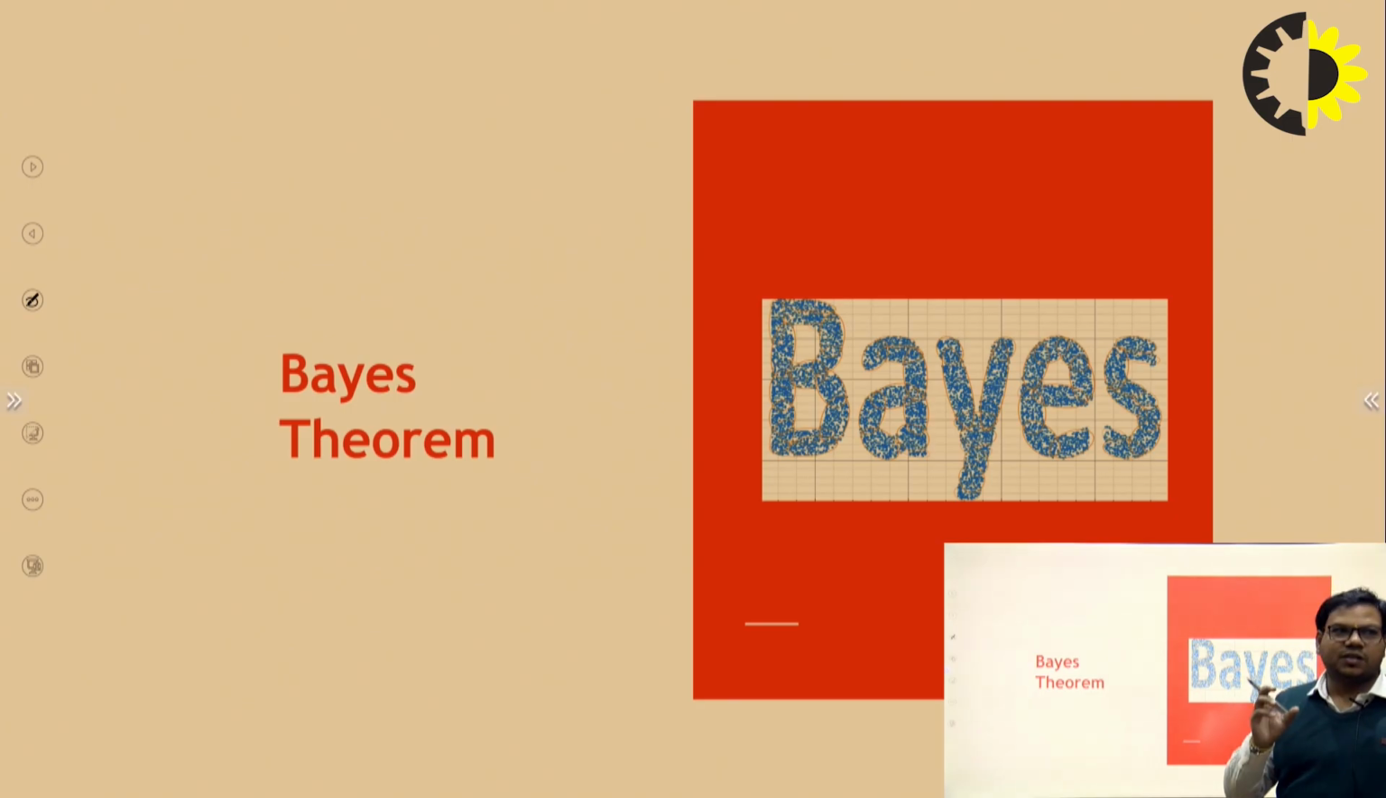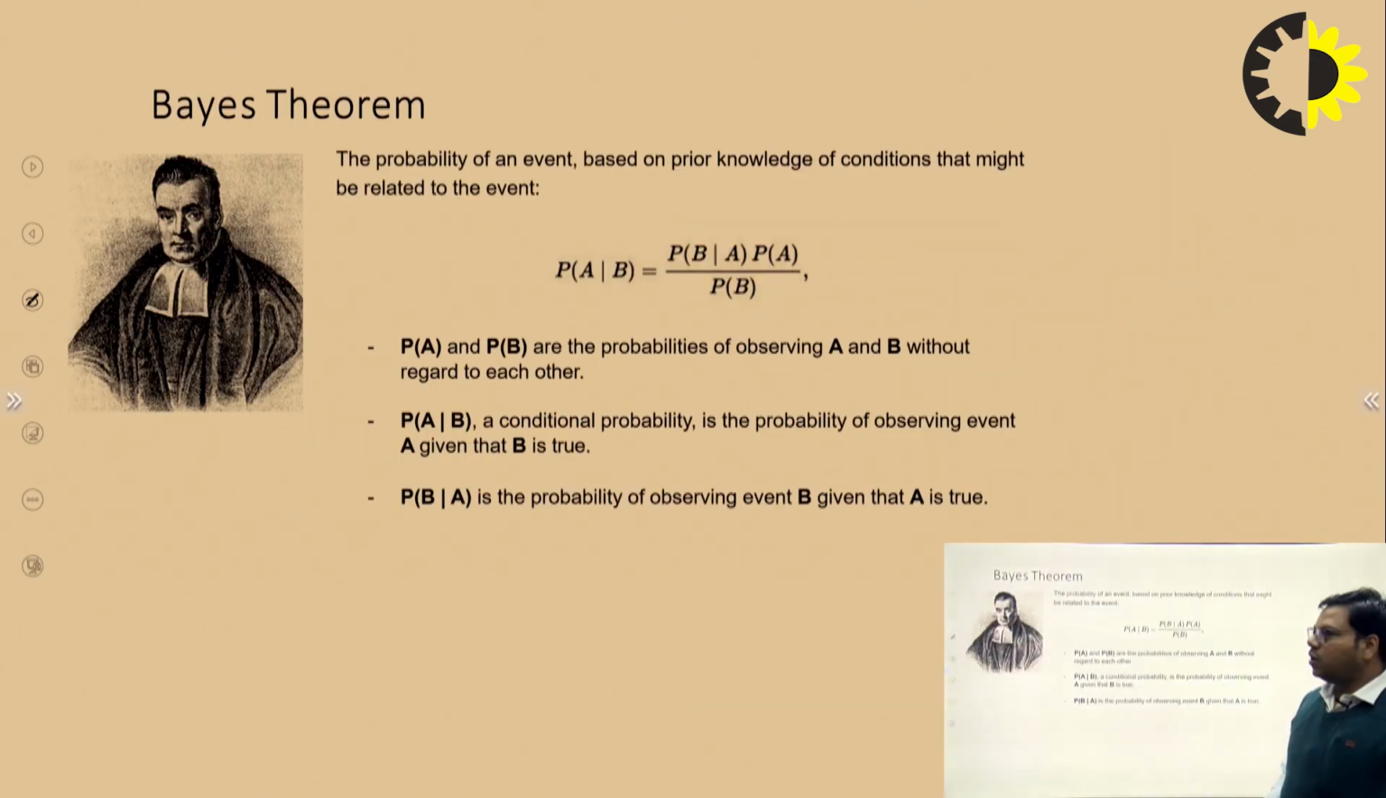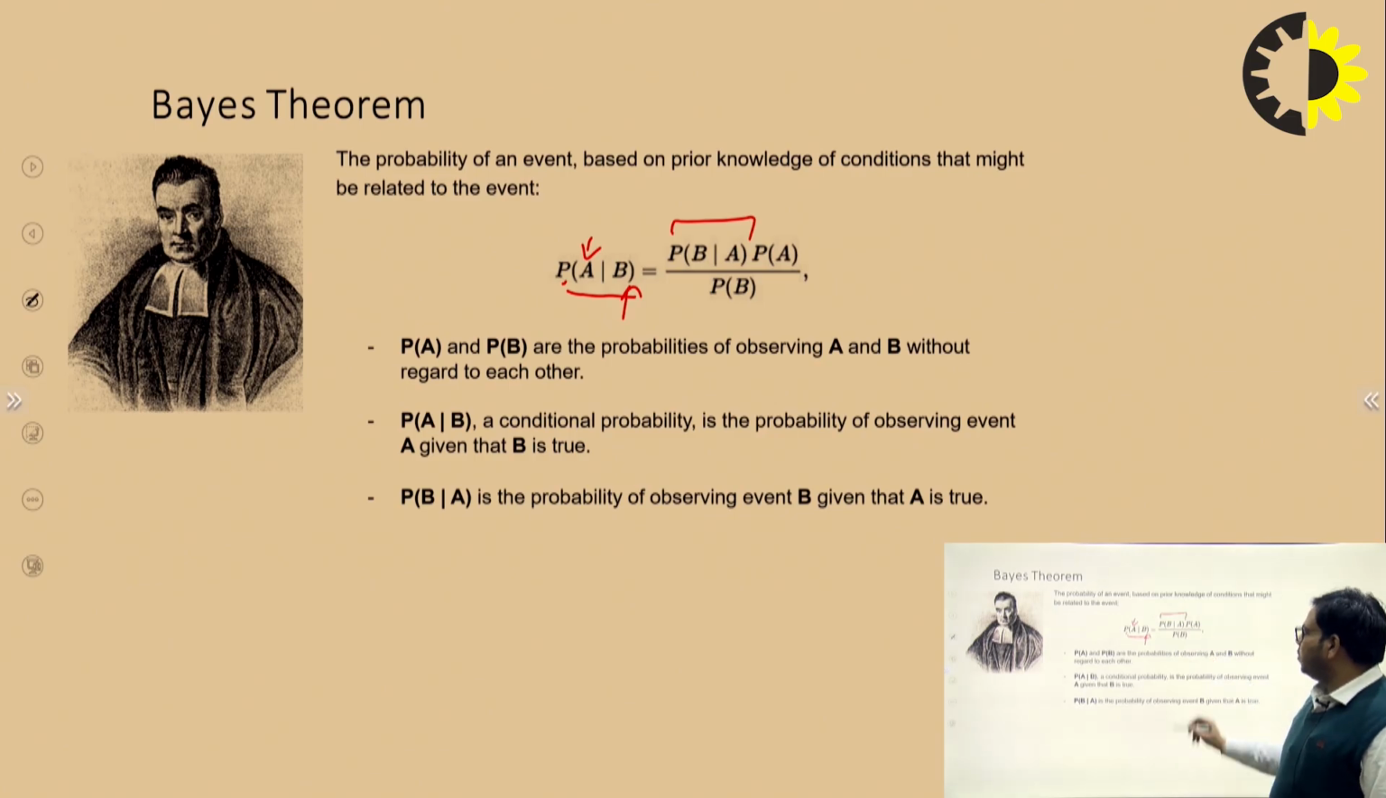Bayesian modeling, Bayesian networks, and Bayesian diagrams or structures are based on this. The backbone is again the Bayesian theorem. What does the Bayesian theorem say? If I need to calculate the conditional probability of A when B is already true, it can be calculated as the probability of B when A is true, multiplied by the probability of A, divided by the probability of B, where P(A) and P(B) are the probabilities of observing A and B without regard to each other, like in the example of dice D1, D2.